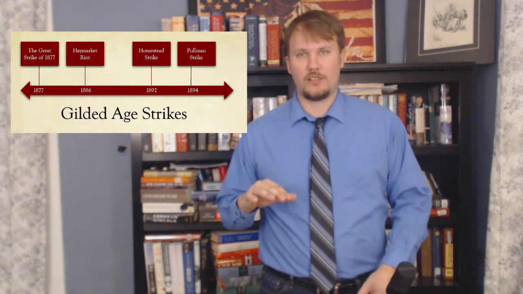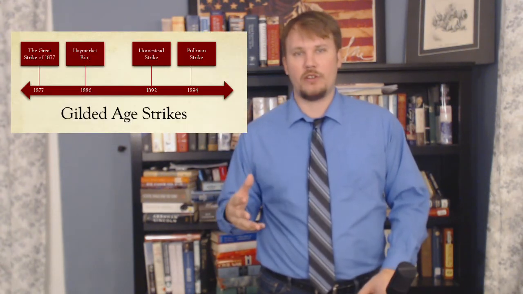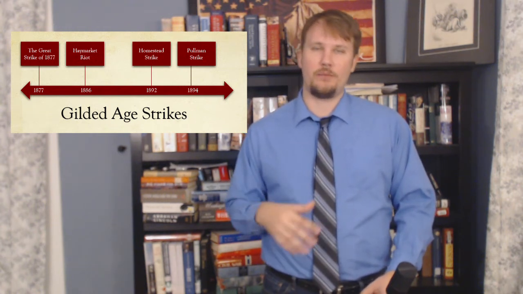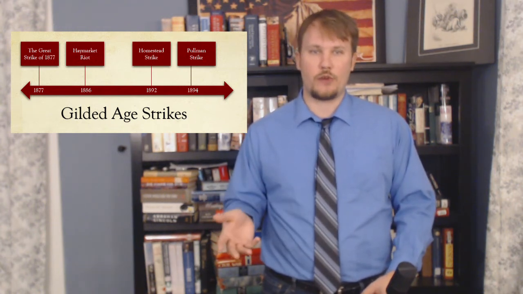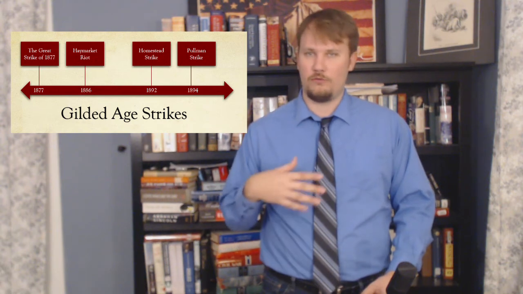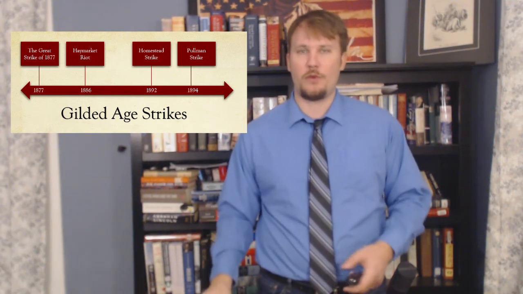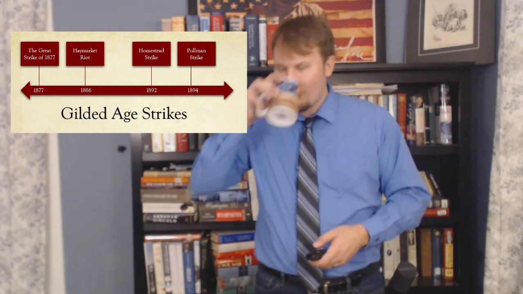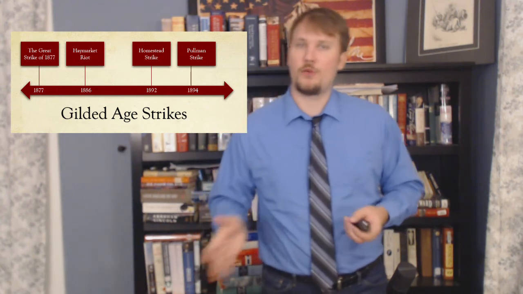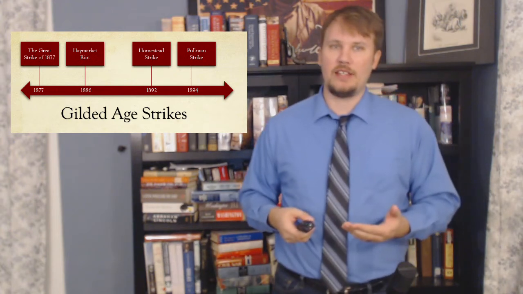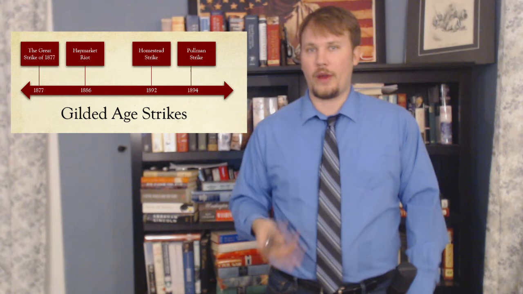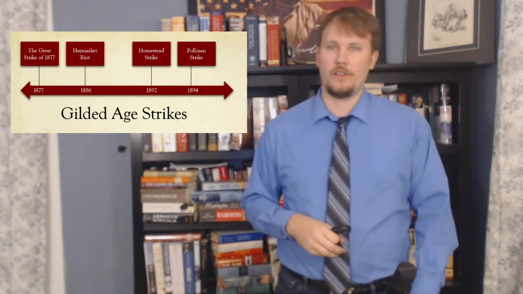Now, I want to look at 4 major strikes or labor disputes that happened during the Gilded Age. From 1880 to 1900, there's something like 37,000 strikes in the United States. So too many to talk about, but these 4 are the most important ones. The first one is the Great Railroad Strike of 1877. Sometimes it's called the Great Uprising.